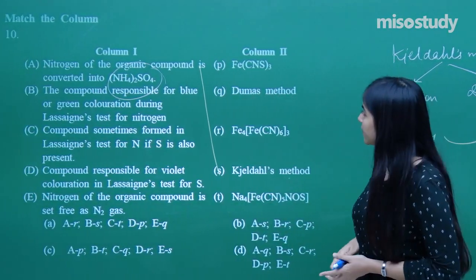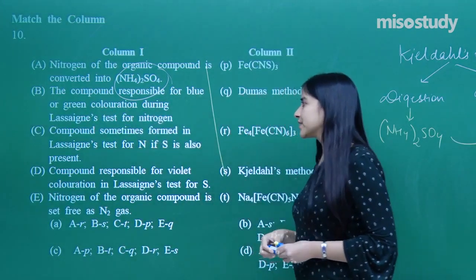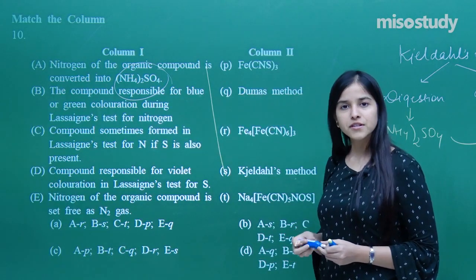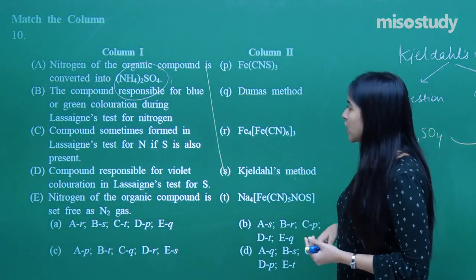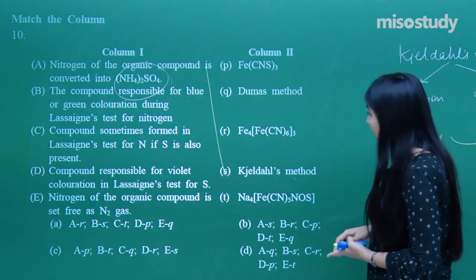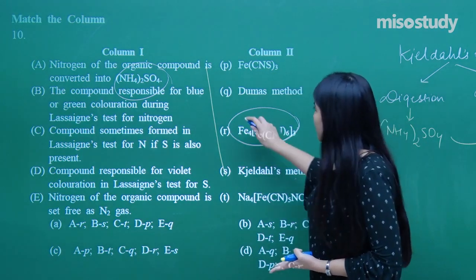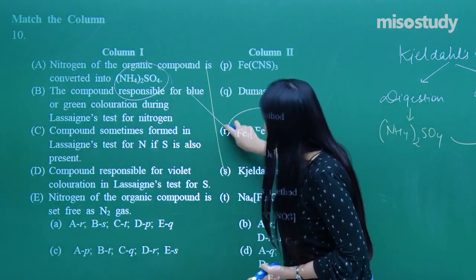Clear? The compound responsible for the blue or green coloration during the Lassaigne's test for nitrogen. Prussian blue color. So what is responsible? We already know that and we have already formed that compound previously, right? So B will be corresponding to R.